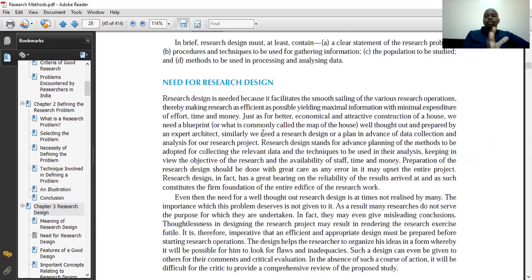And there is also a division of labor, because if you are doing research with a team of researchers, you'll also divide the labor. Like you and I, we are going to go and collect data through questionnaires.